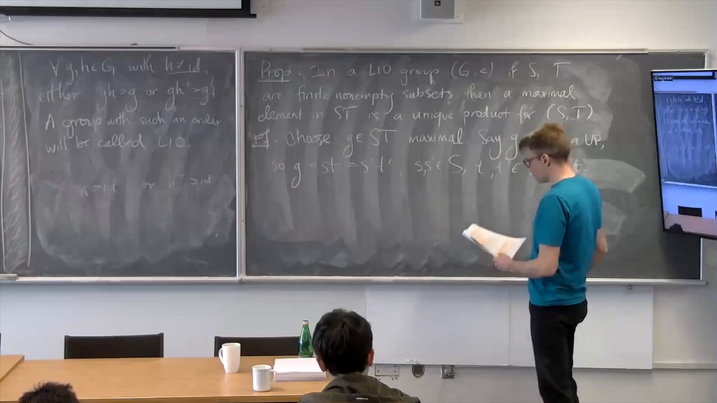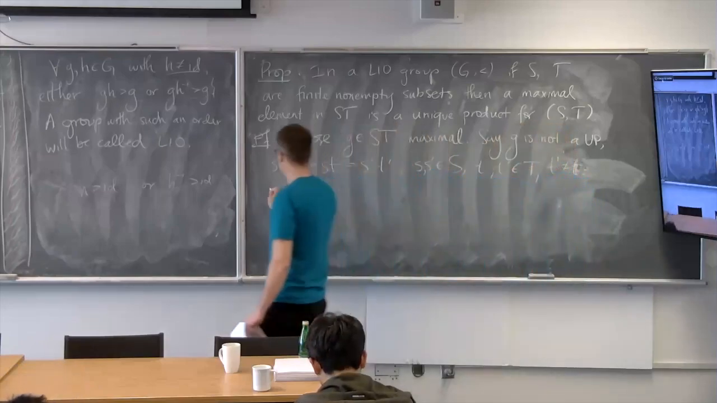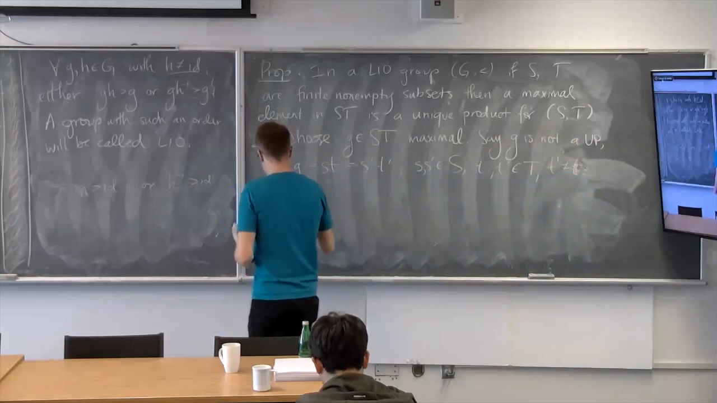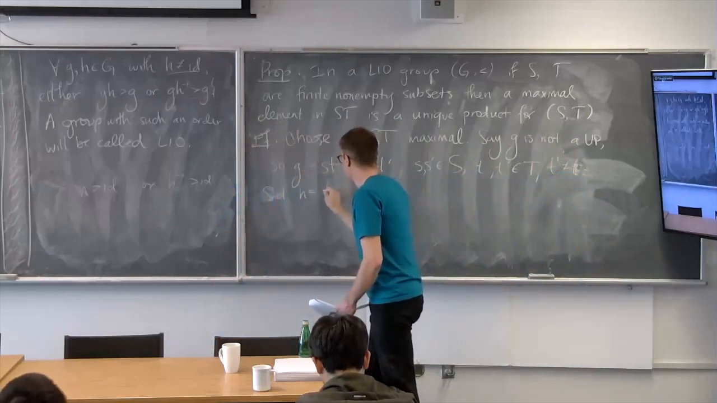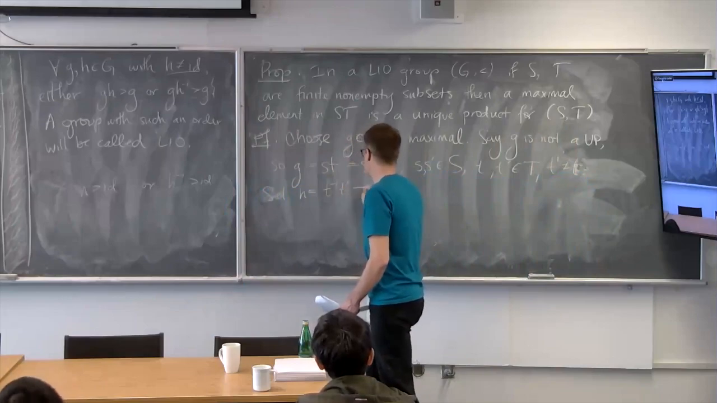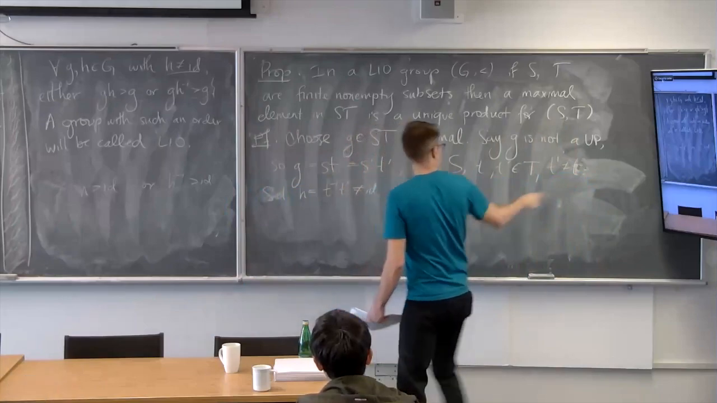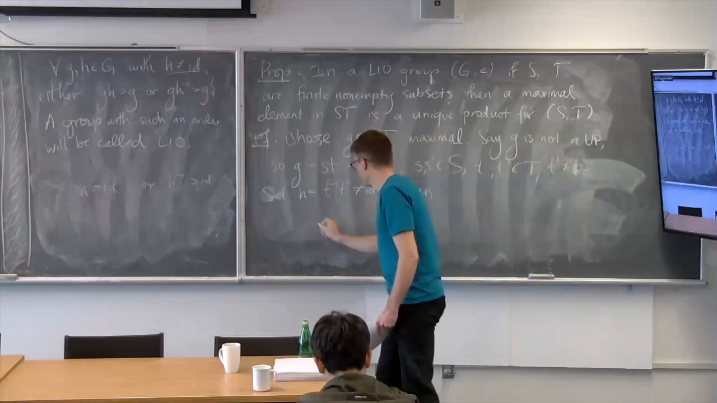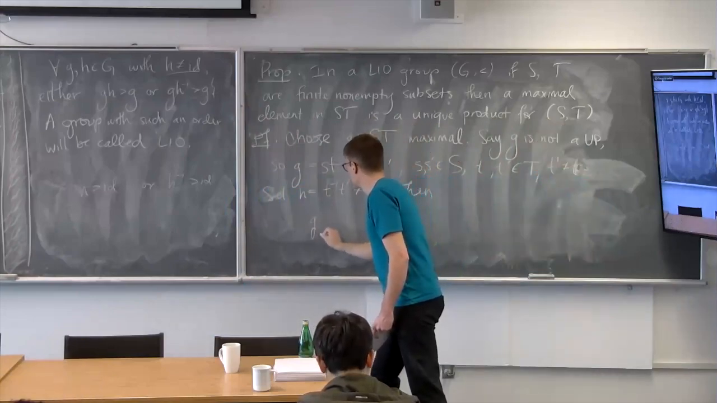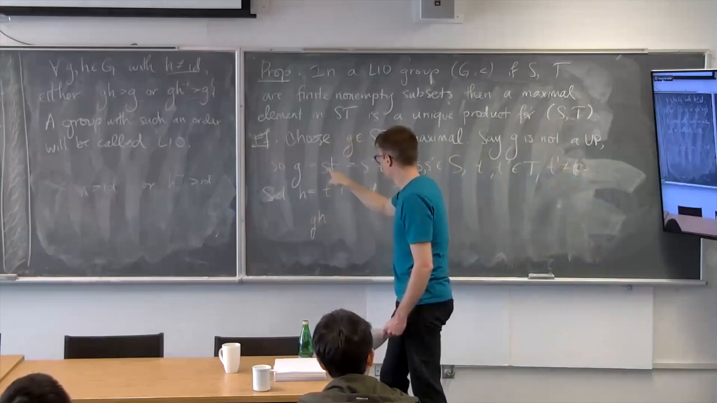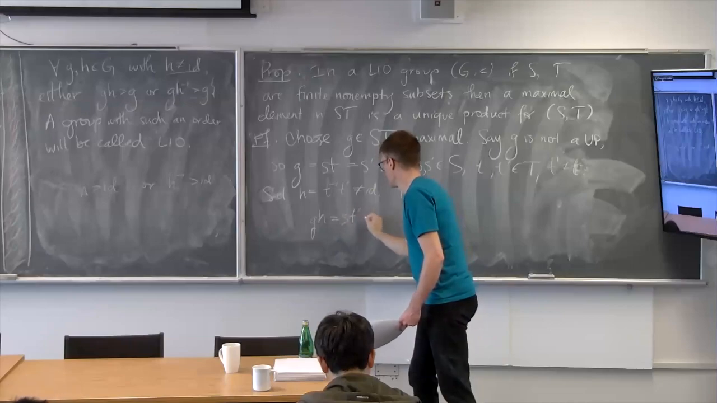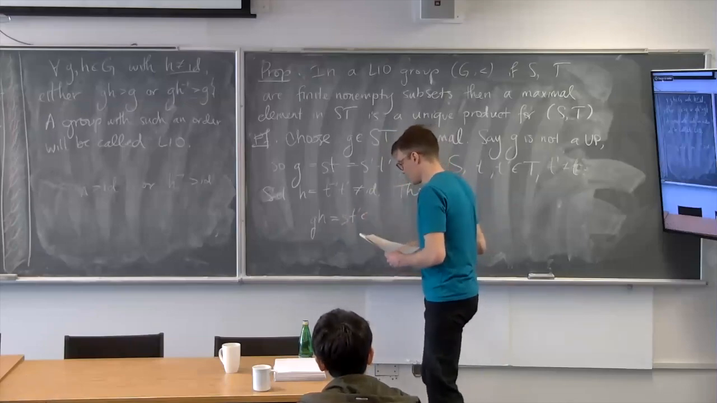So you can assume that these are different. Then set H to be equal to T inverse T prime, which is not the identity, because we're saying that these are different. Then I want to look at a couple of things. So I want to look at GH. This times this, that T and that T inverse cancel. So this is ST prime. So this is in ST.